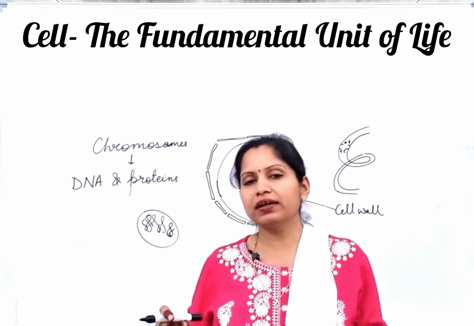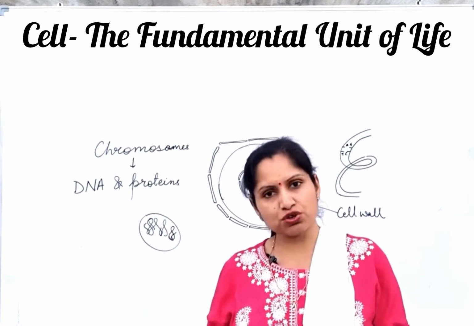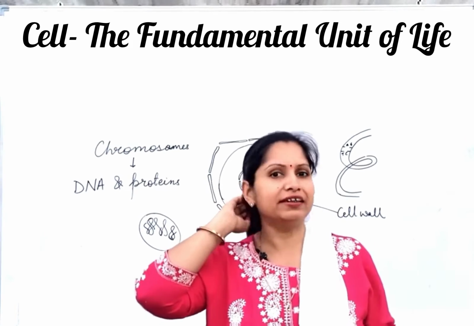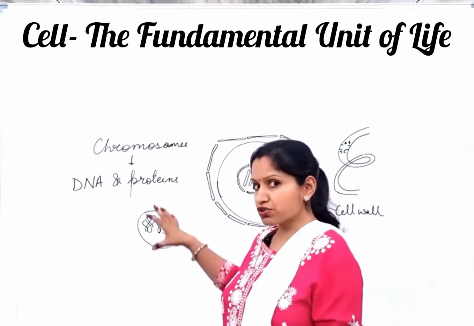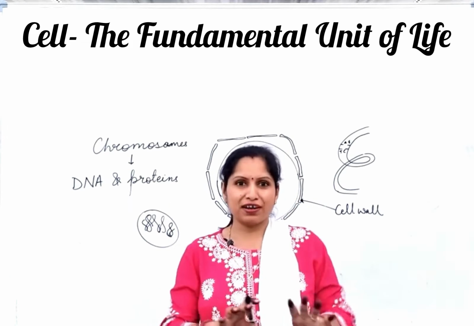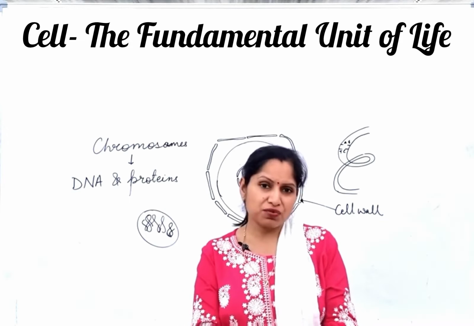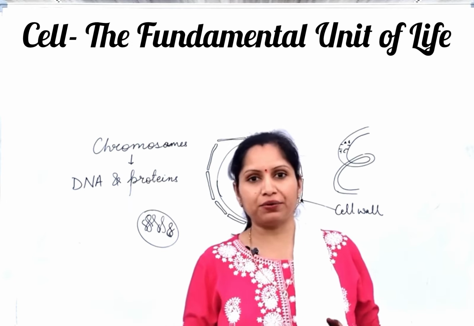These chromatin threads only come close to each other, aggregate, and form the chromosomes when the cell is just about to divide. Okay, so it's very important that these chromosomes will be visible only when the cell is just about to divide. So if you are observing a cell, and if you are able to see the chromosomes, that shows that the cell is going to divide.